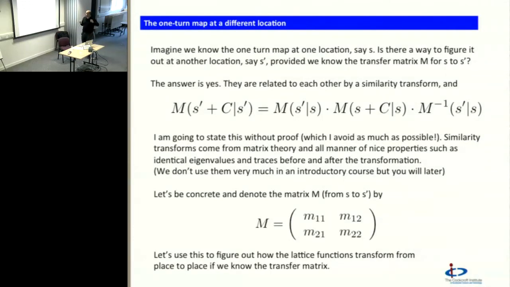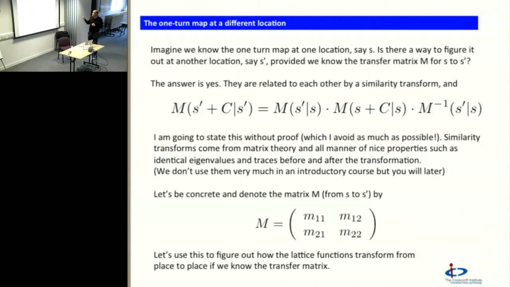So we want to map a different location. Imagine we know the one-turn map at some point S. And because this is a really important quantity, we want to figure out at a different location. Are they related to each other? Provided we know the transfer map from S to S prime. The answer is yes. And to do this, we use a similarity transformation.